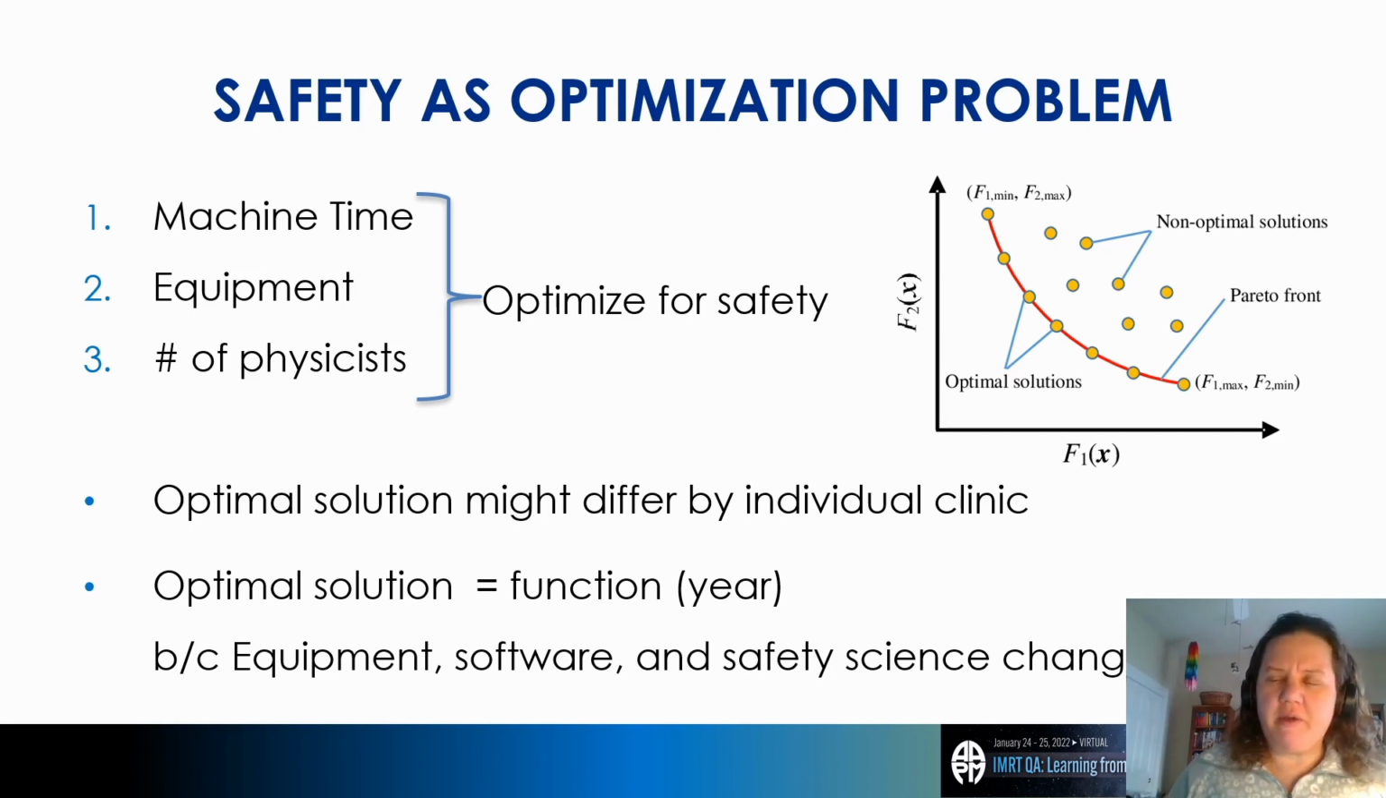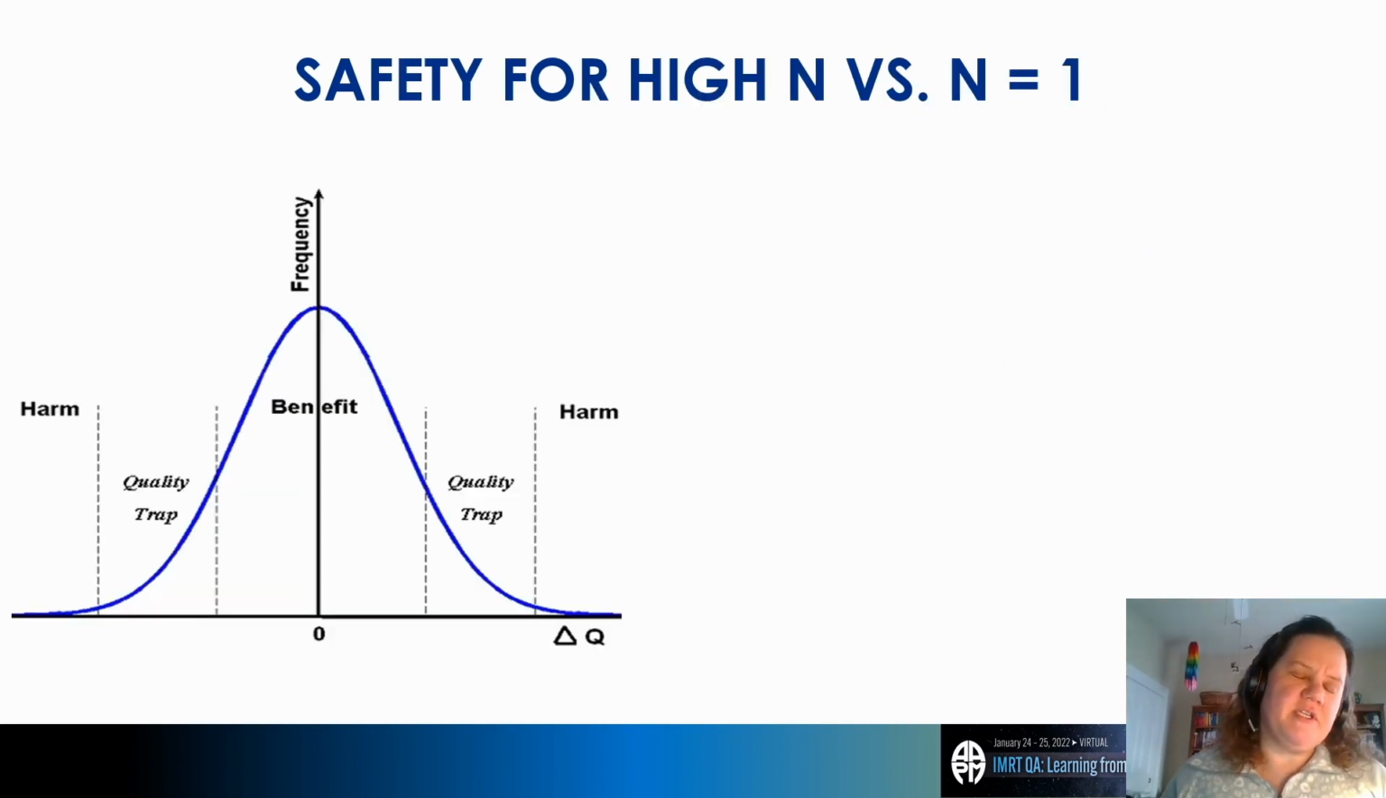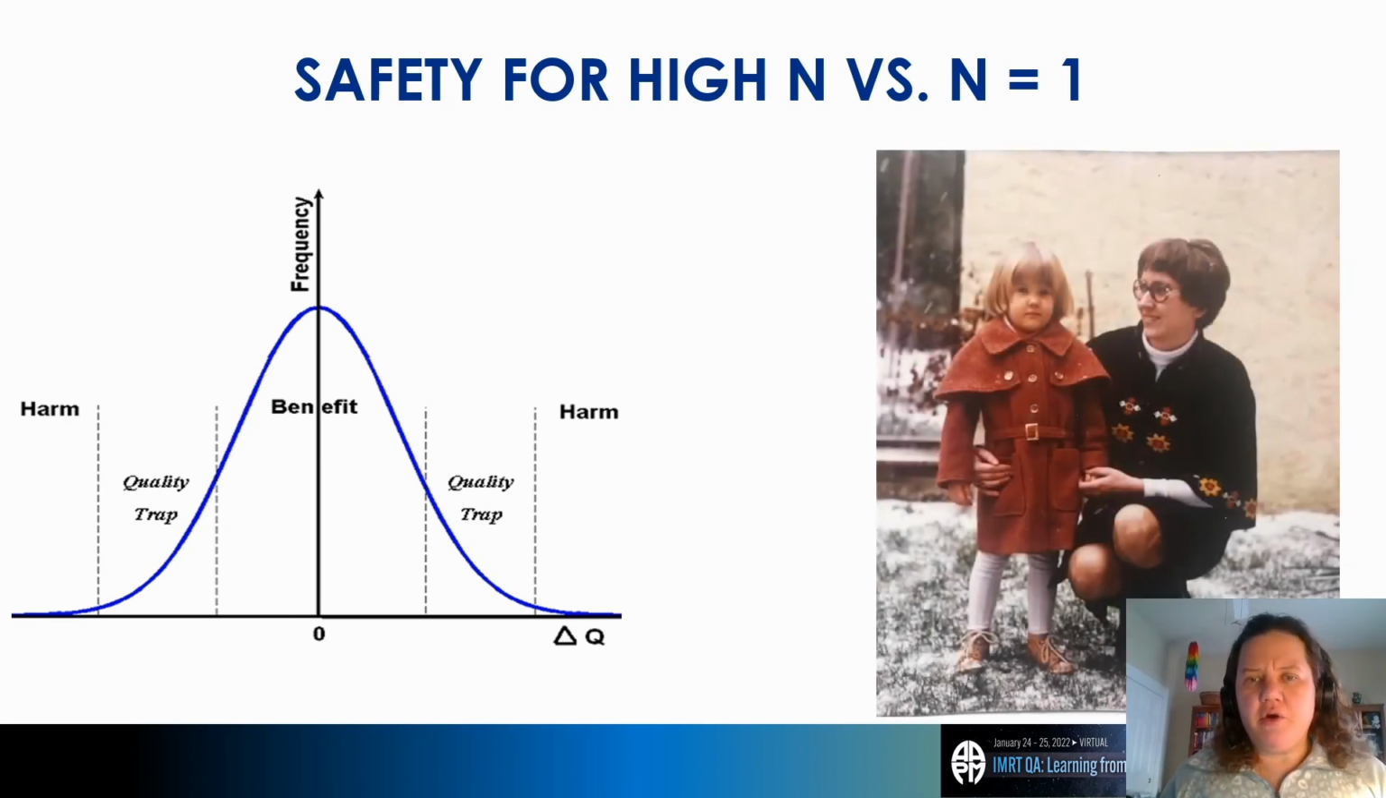Because these three input parameters are different between different clinics, the optimal solution might actually differ. The optimal solution is also a function of the year you're looking at this, because equipment, software, and safety science are changing over time. The other thing I'm also thinking about is that we as medical physicists often view safety as an optimization problem for high numbers of patients, high N. But we shouldn't forget that for patients that fall into the quality trap or even come to harm, it's an N of one. It's their one life, and for their family, it's their one mom and their one uncle, sister, the one person that's important in their life.